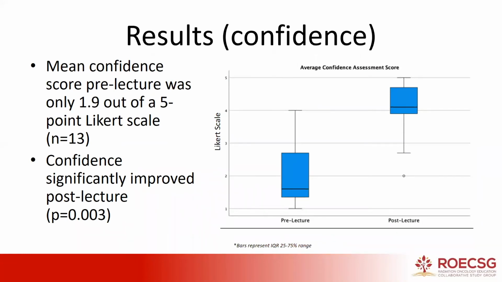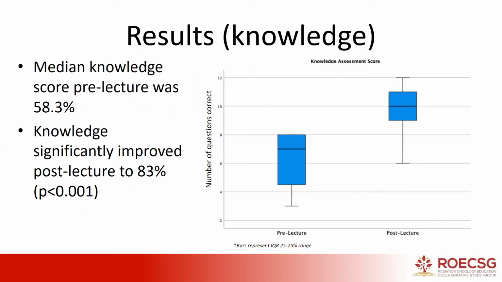Confidence significantly improved, more than doubling post-lecture, and you can see on the right the interquartile range box and whisker plot showing this data. For knowledge, we see a similar trend, where the pre-lecture score was low at 58%, but this improved by 25 points and was statistically significant post-lecture.